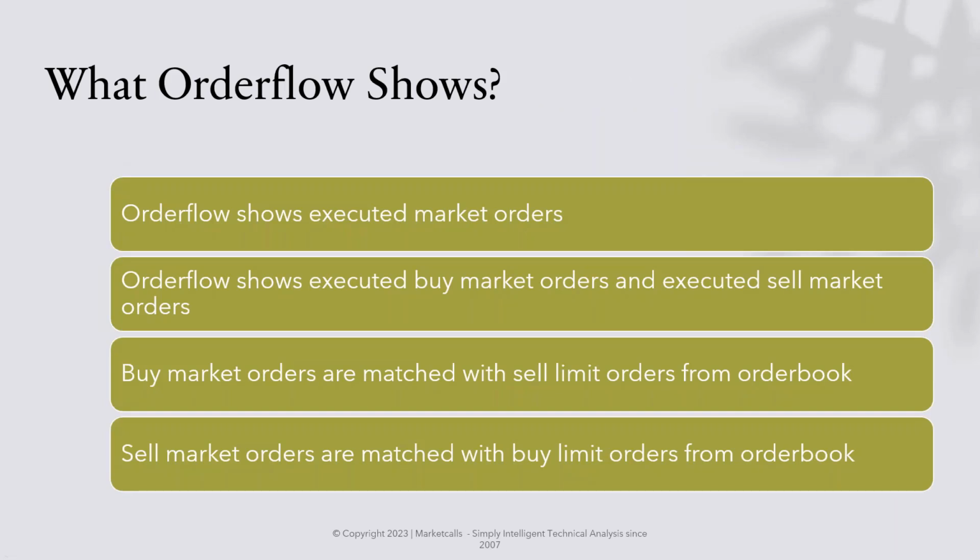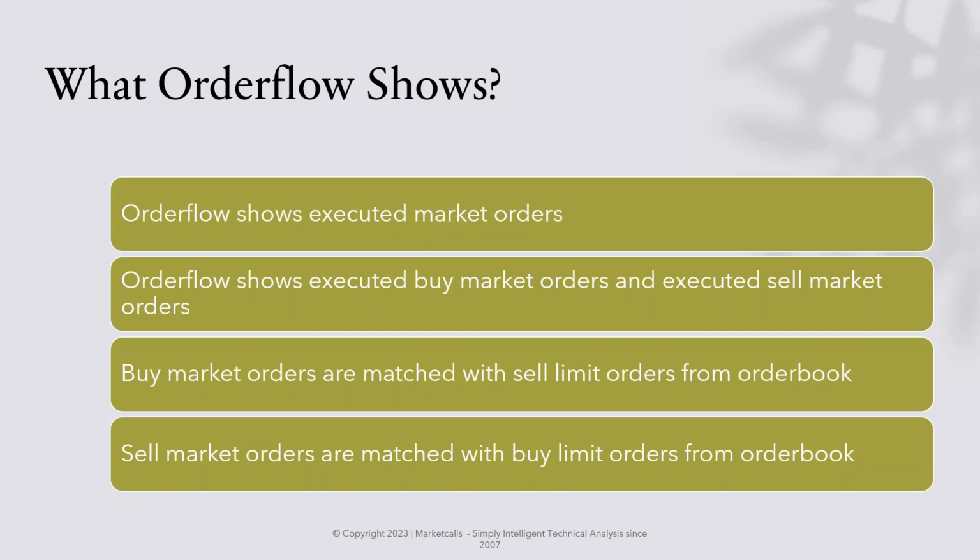What order flow basically shows is executed market orders. The exchange itself acts like a matching mechanism. The exchange does a matching between market orders and limit orders. So order flow shows only the executed market orders, executed market buy orders and executed market sell orders, and it will be aligned in a ladder format.